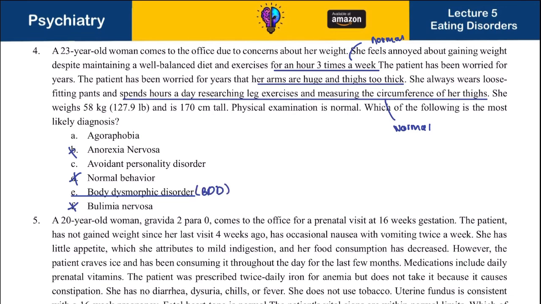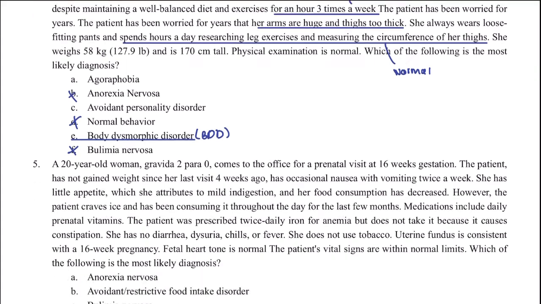is when there is a fixation on a perceived defect in appearance that is not apparent to others. The other people will see it as normal, but then the patient would think that they look ugly, usually due to 1 or 2 body parts. They will have excess mirror checking, grooming, comparing with others, and looking up on the internet, all these kinds of behavior. This also causes significant distress, as we can see in this case. She has been worried about this for years.